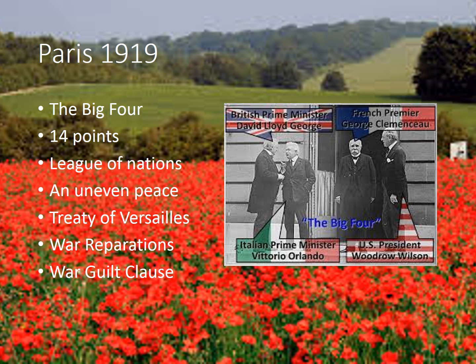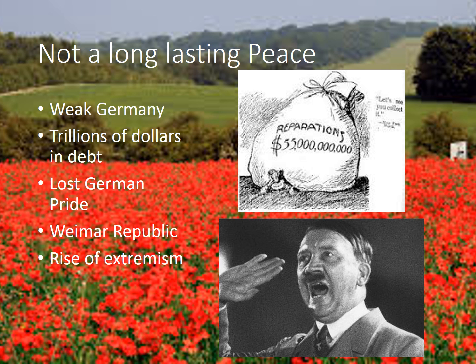But the terms of the Treaty of Versailles are very harsh. And as a result, we're going to have another war 20 years later. So it's not a very long-lasting peace. Trillions of dollars in debt that the Germans have to pay to the Allies. There's this loss of German pride because the economy is so bad during the Weimar Republic, and just a lack of pride in Germany and what it means to be German.